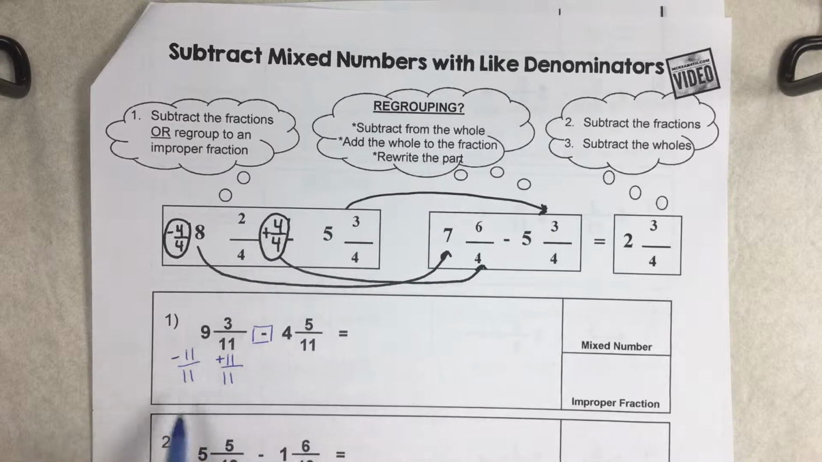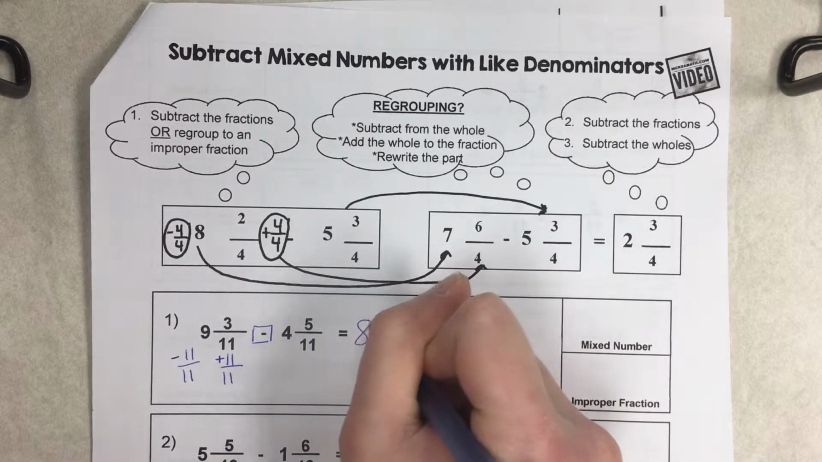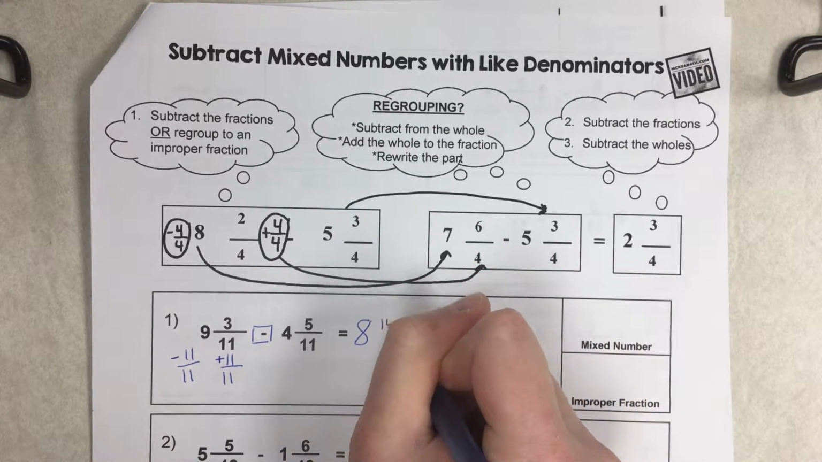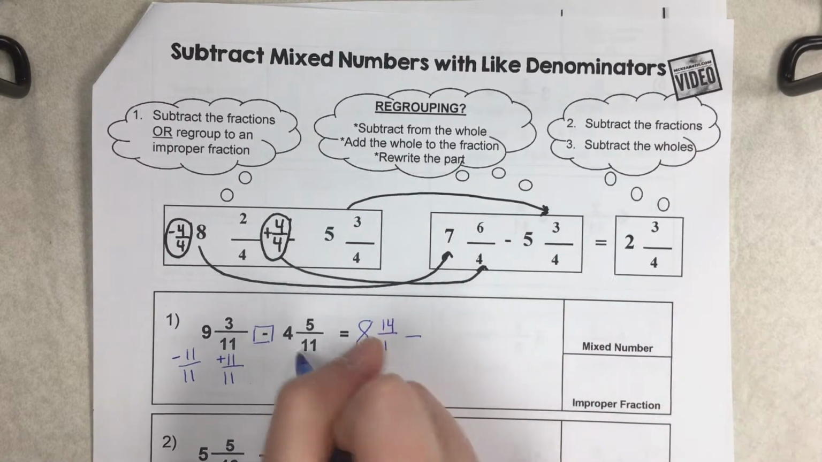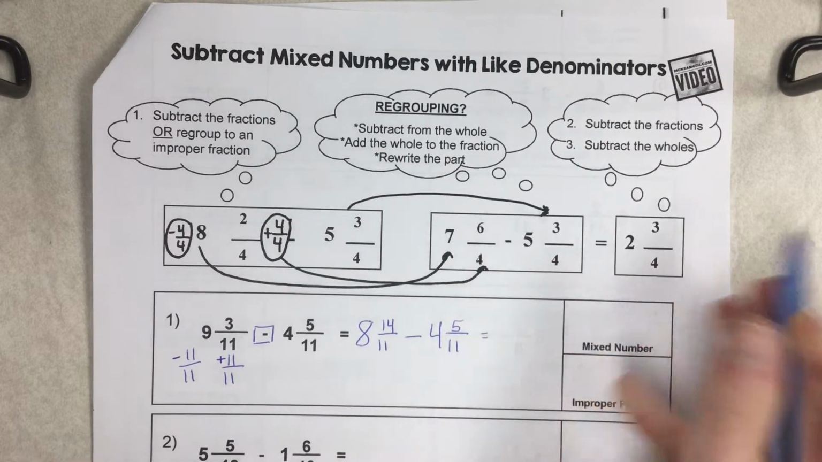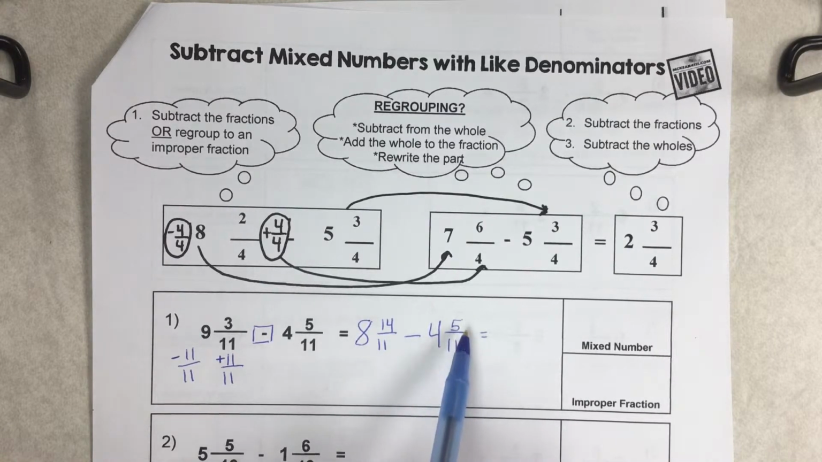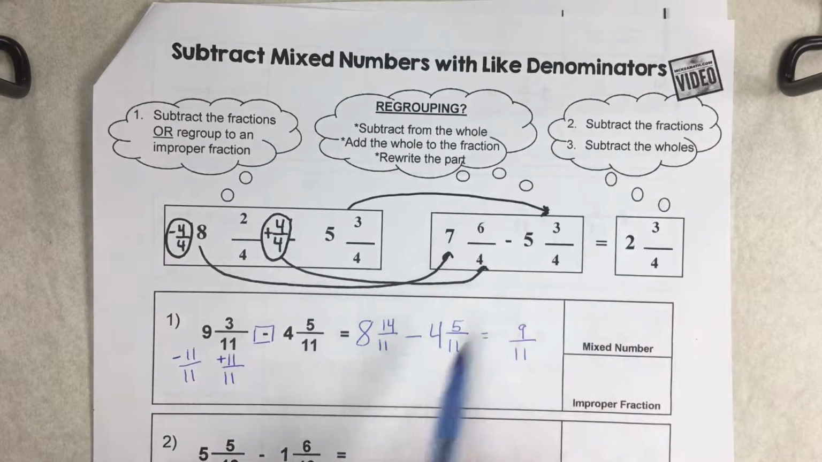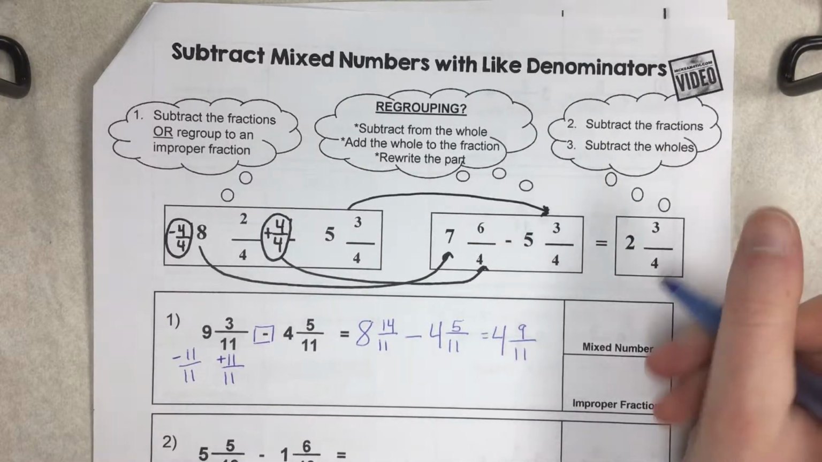Now I'm going to rewrite the part now that I've added and subtracted. So 9 minus 1 whole equals 8. And 3/11 plus 11/11 equals 14/11. Then I'm going to subtract, and this stays the same, 4 and 5/11. So now I can subtract the fractions. 14/11 minus 5/11 equals 9/11. And then subtract the wholes. 8 minus 4 equals 4. And I get an answer of 4 and 9/11.